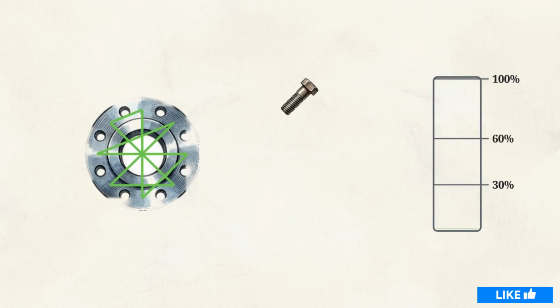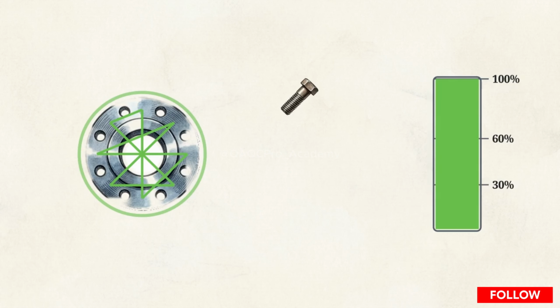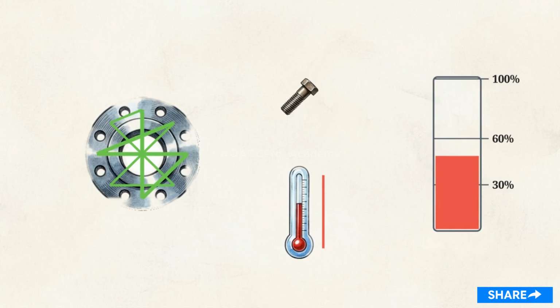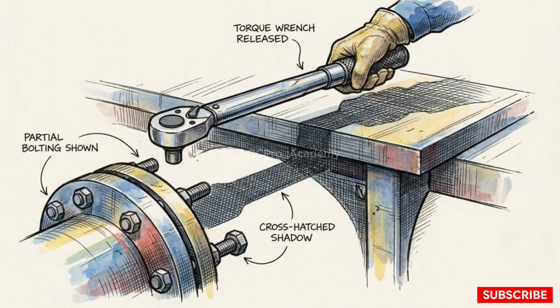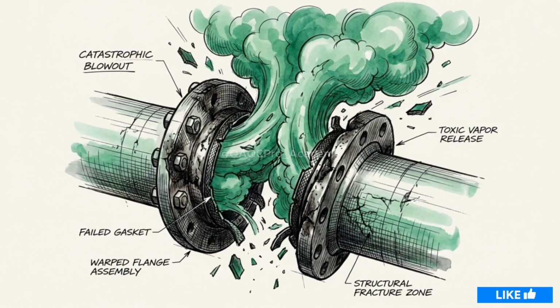Executing multi-stage torque passes, 30, 60, and full torque, generates the uniform load needed. Finally, re-torque bolts after the first heat cycle to counter thermal relaxation. Skipping the torque sequence or the retorquing phase might save a few minutes of wrench time today, but it is the leading cause of immediate seal failure and blowout tomorrow.